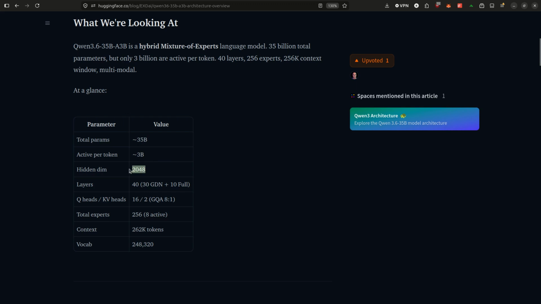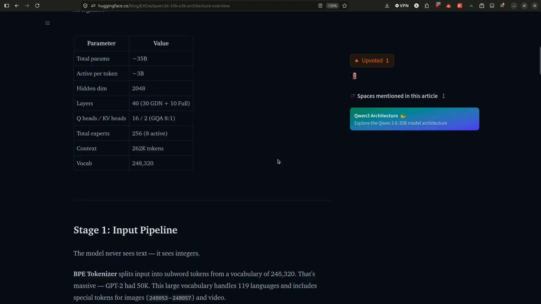We have 2048 hidden dimensions. We've got 40 layers. 30 of these are gated delta nets, and 10 of these are full attention heads. We'll understand what all these numbers are slowly, bit by bit. It's a lot of complicated stuff. I'm learning about this as I create these episodes, so we'll proceed slowly and steadily. Okay.